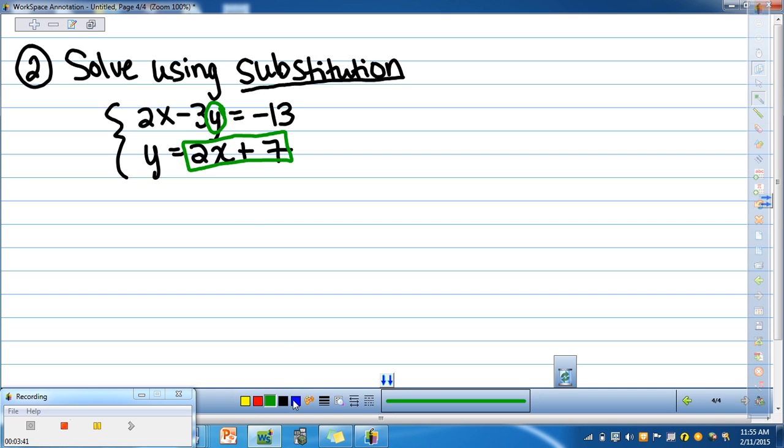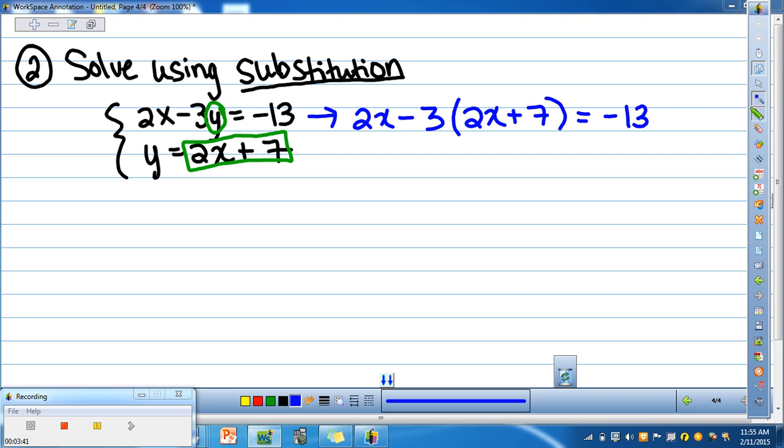Whenever we do a substitution, we always want to use parentheses for the quantity that's going inside of the other variable. So rewriting the top equation, we have 2x minus 3. Now remember, 3 was really being multiplied by y, but we're going to replace y with this bottom expression, 2x plus 7. Notice how we're keeping that in parentheses, is equal to negative 13. So the only part that's different from the original equation is that we've plugged in a different representation for the y variable.